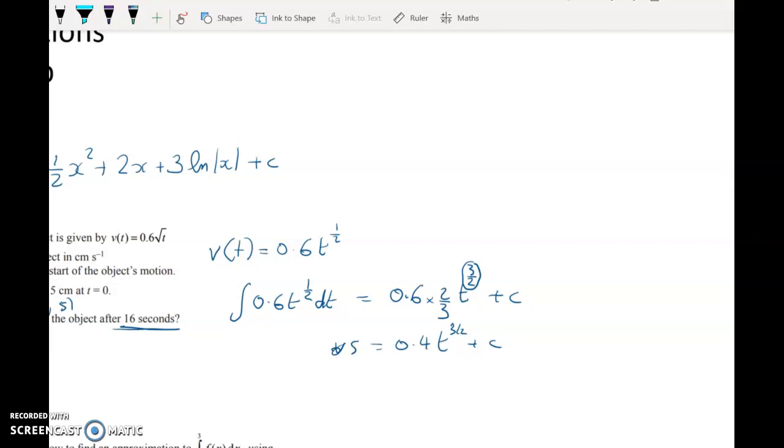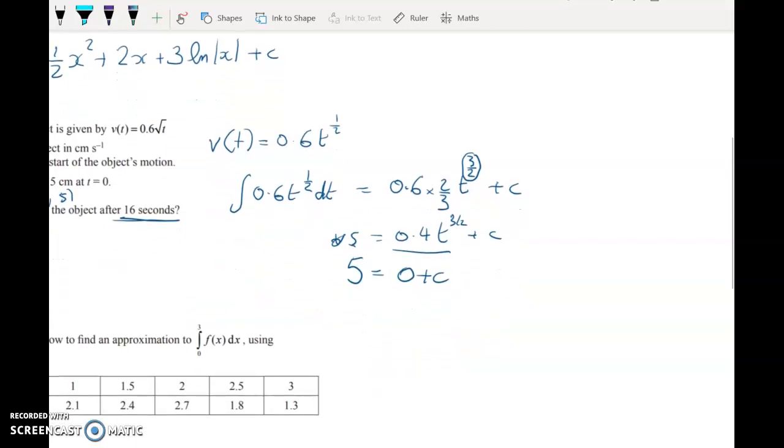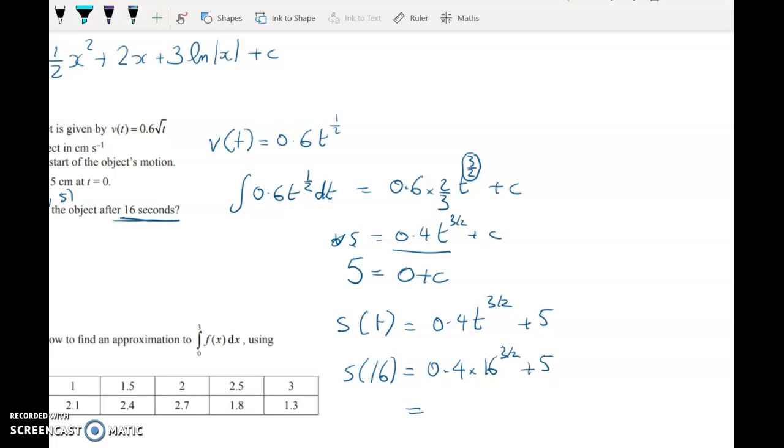And we know that the initial displacement is 5 when t equals 0. So 5 is equal to 0 plus c. That gives us c equals 5. So s of t will be 0.4 t to the 3 over 2 plus 5, giving us s at 16 seconds of 0.4 times 16 to the 3 over 2 plus 5, which is 0.4 times 4 to the power of 3.